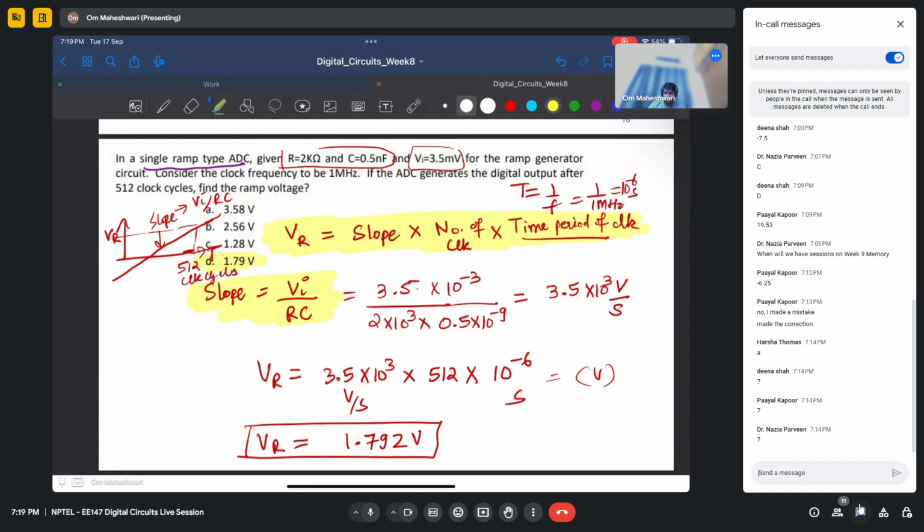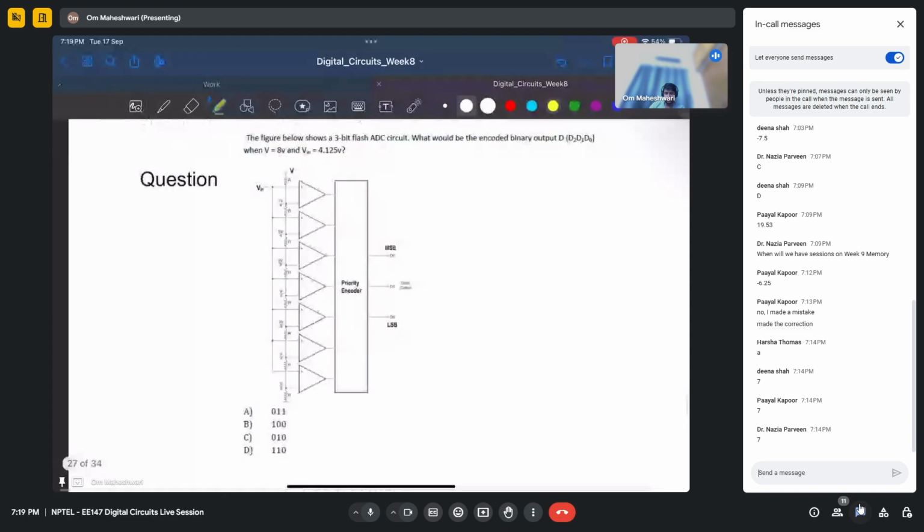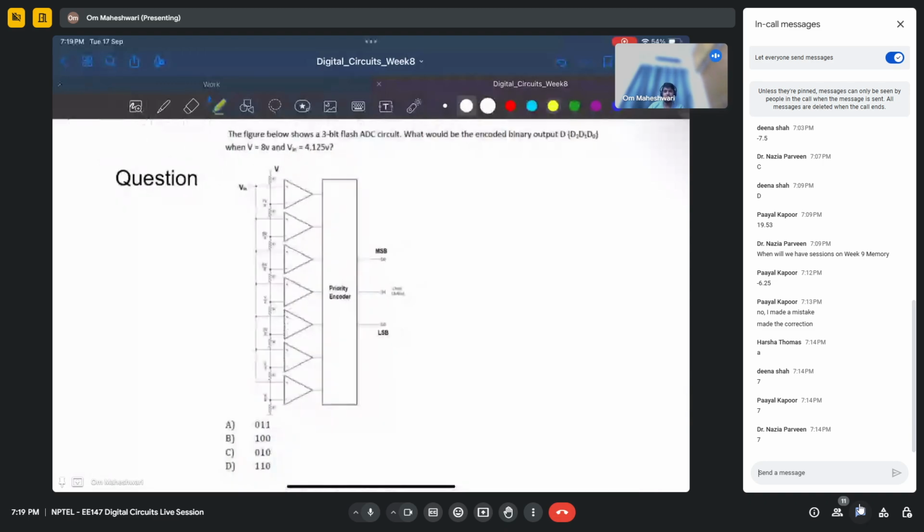Okay. So last question for the ADC. After that, we will start on the state machines. So the last question is for the flash type ADC.